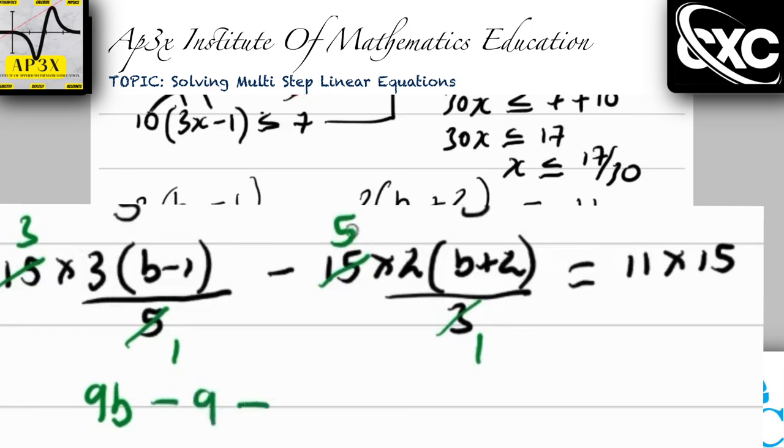Take away here. 5 times 2 is 10. So the 10 will be used to distribute what is on the inside. So 10 times b is 10b. And of course, 5 times 2 is 10. 10 times 2 is in fact 20.